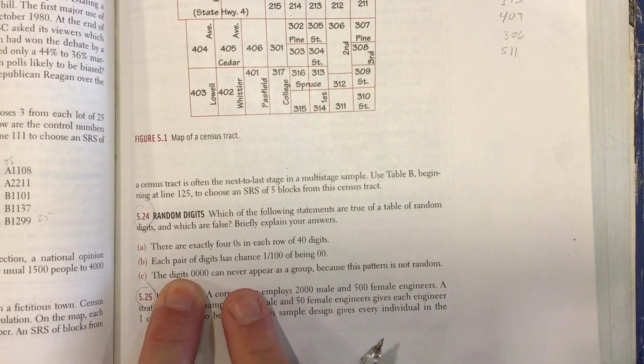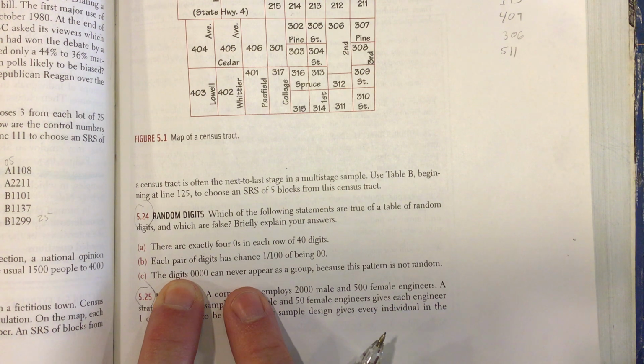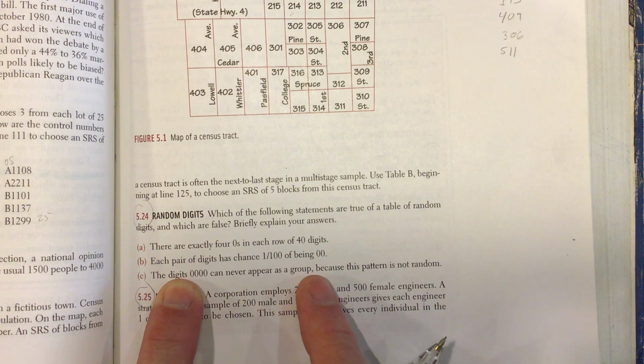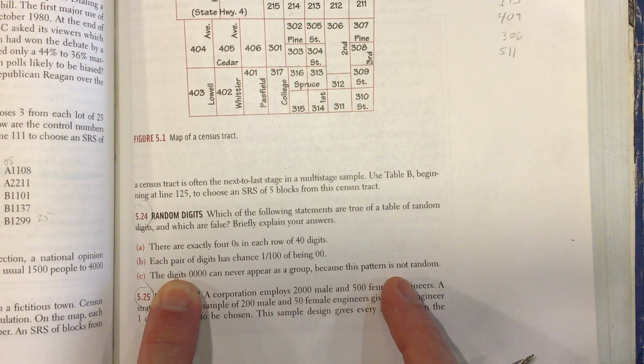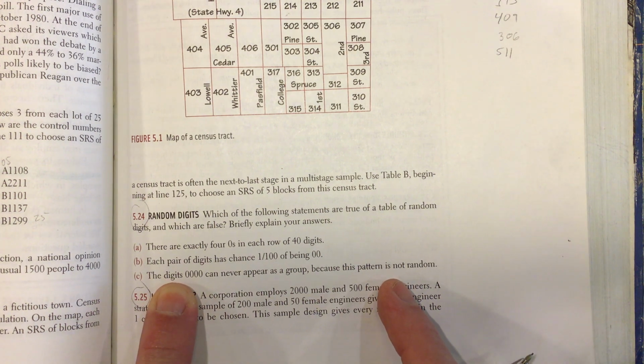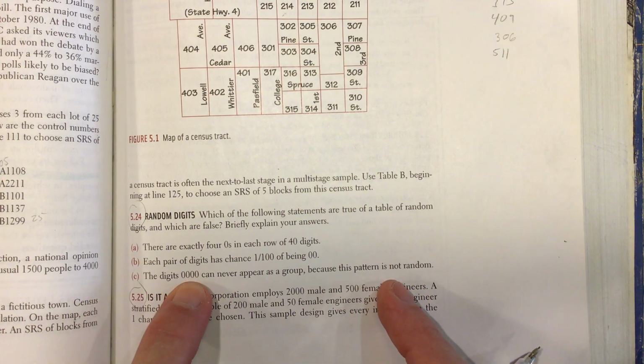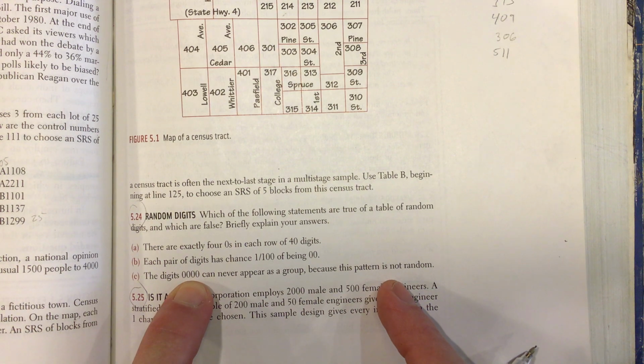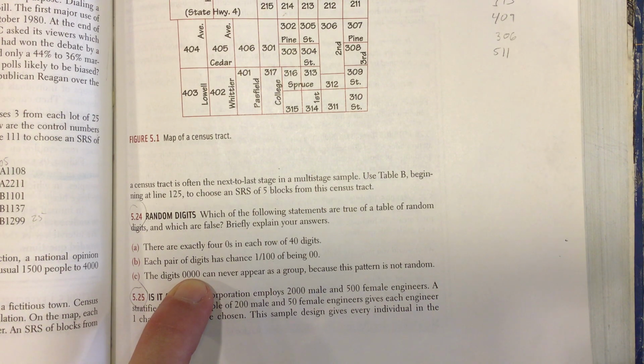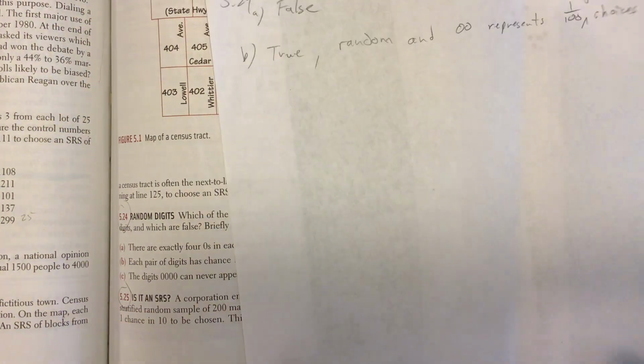All right, statement C, the digits 0, 0, 0, 0 can never appear as a group because this pattern is not random. If they can never appear, then it would not be random. So they, of course, can appear, right? And they will appear just as often as any other specified order of 4 numbers, okay? So in this case, that would be 1 out of 10,000.